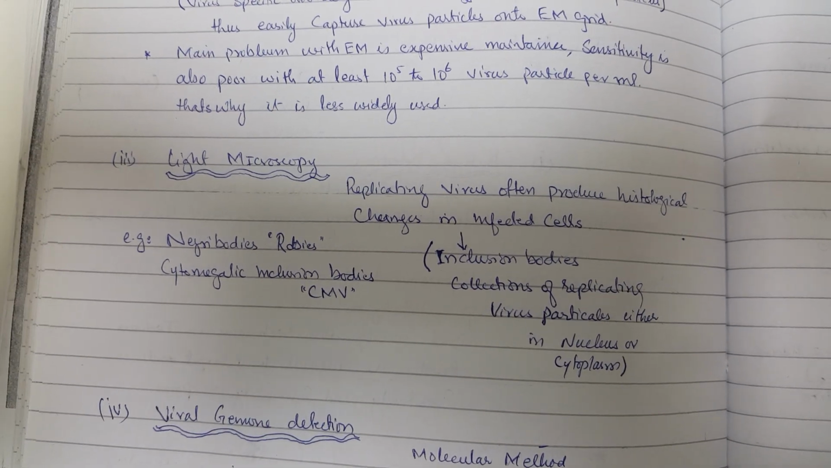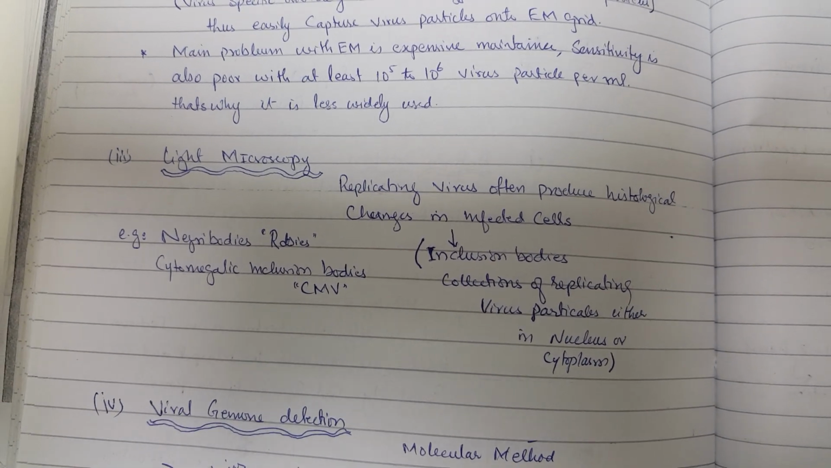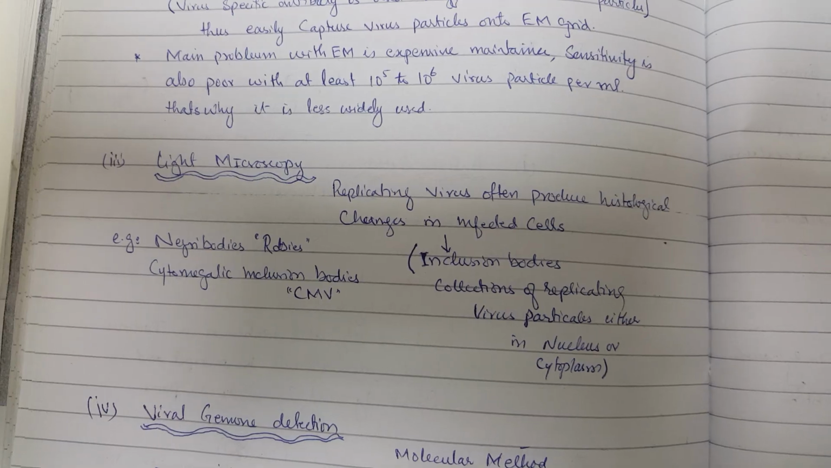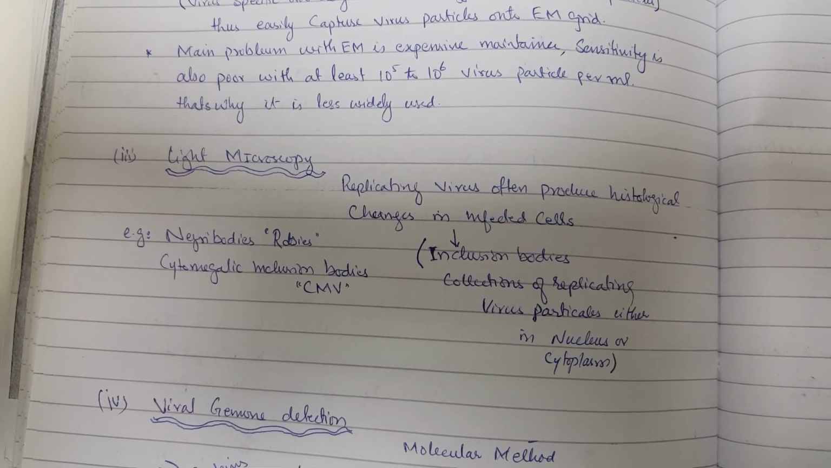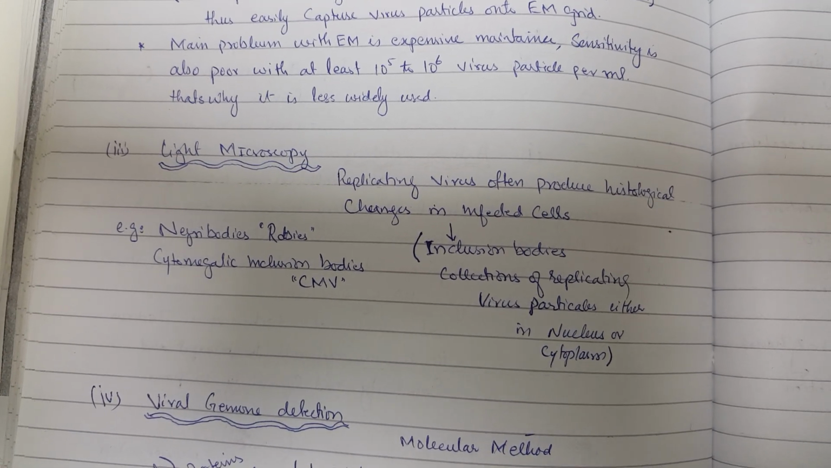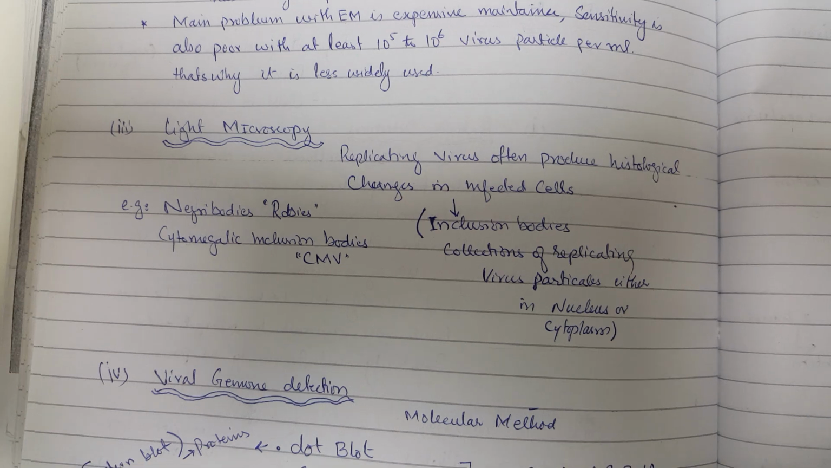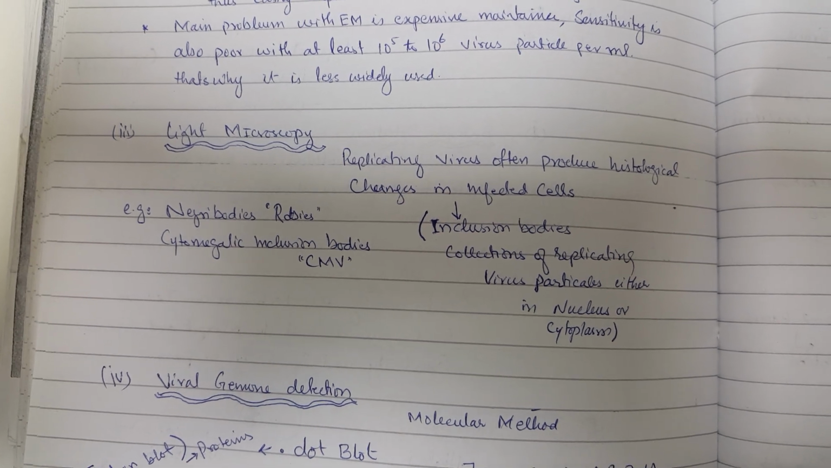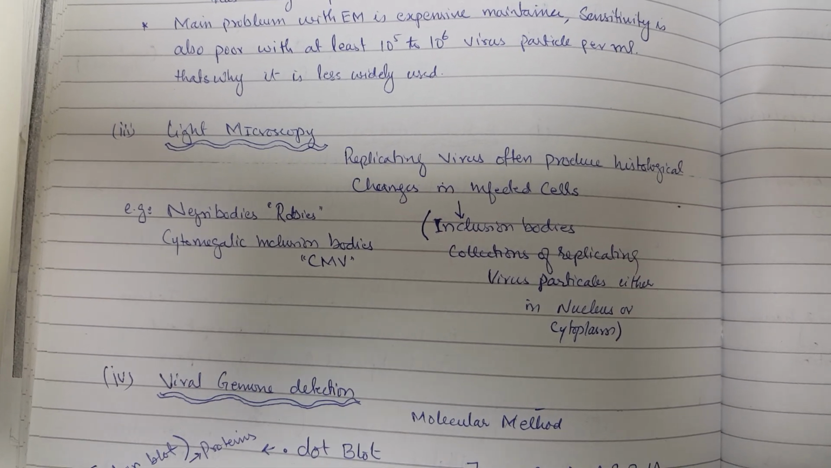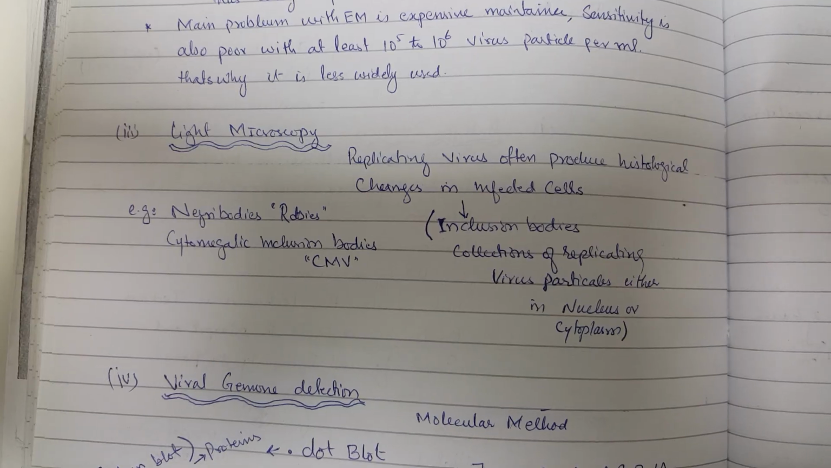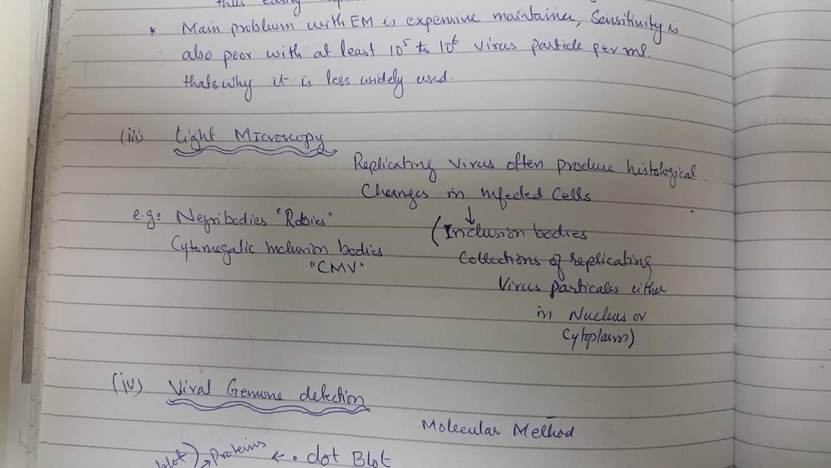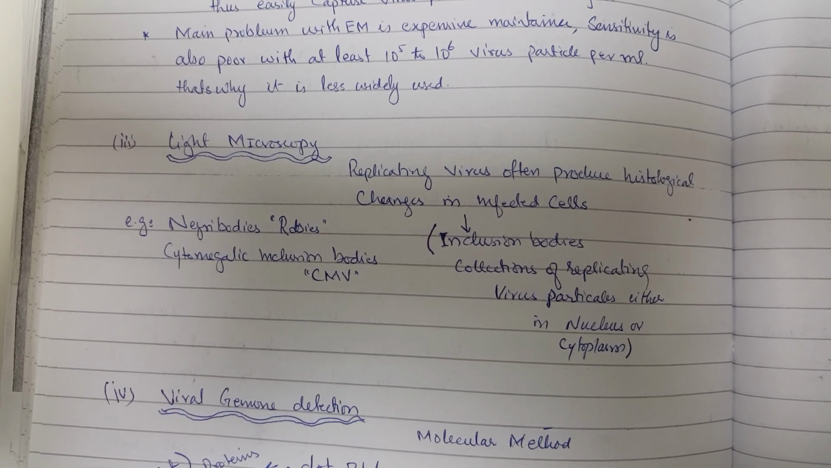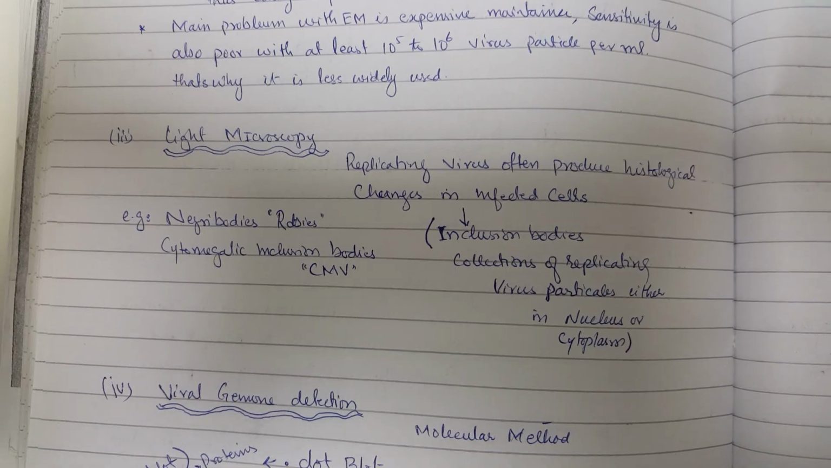Light microscopy is also a direct examination, in which replicating viruses often produce histological changes in many cells, like inclusion bodies, which are collections of replicating virus particles either in the nucleus or cytoplasm, like Negri bodies in the case of rabies, and cytomegalic inclusion bodies in cytomegalovirus.